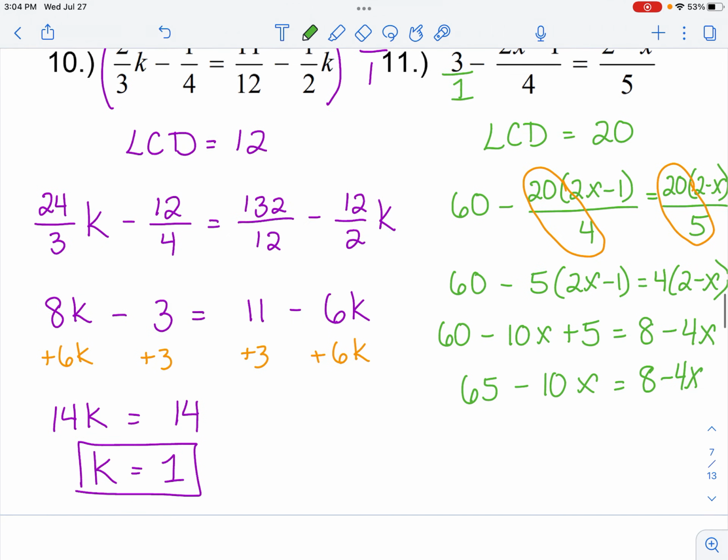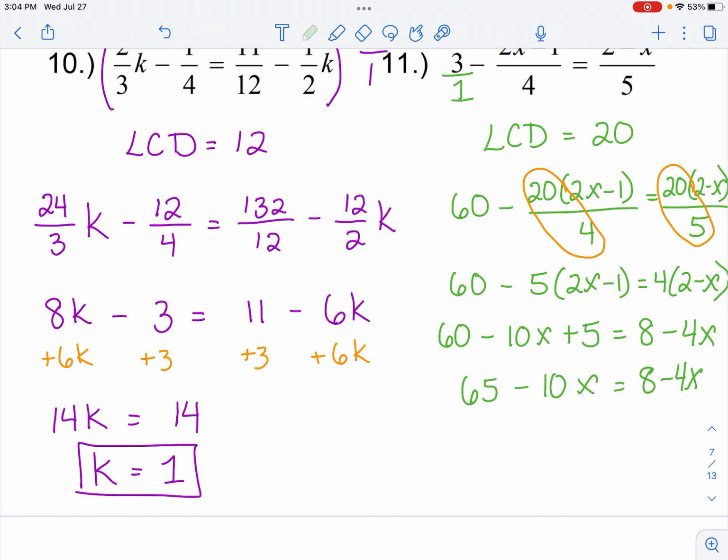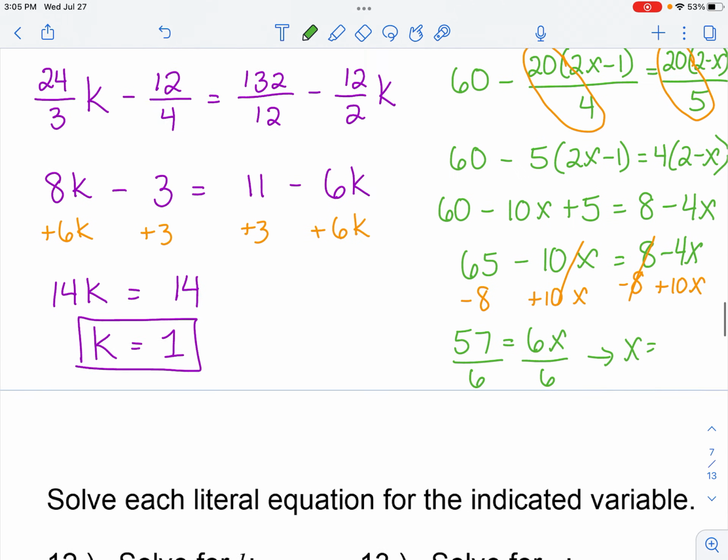I have to slide it up a little bit so that we can see. All right. I'm going to add 10x to get rid of this. I'm going to take away the 8. So I'm going to end up with 57 equals, what is that, 6x. Divide out the 6. And that's going to give me x equals 57 over 6.